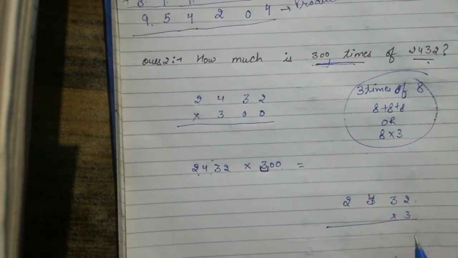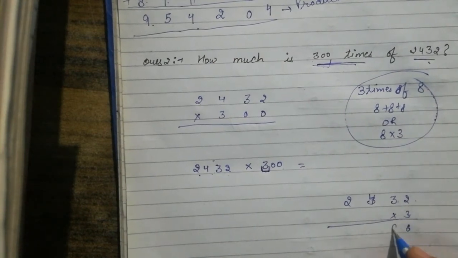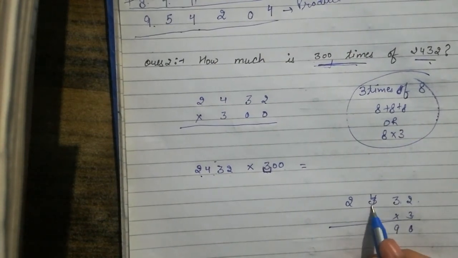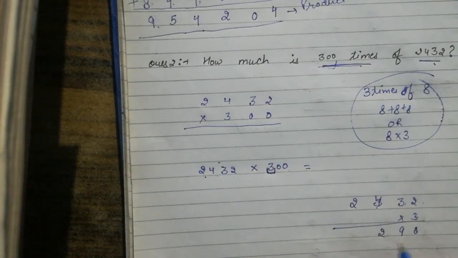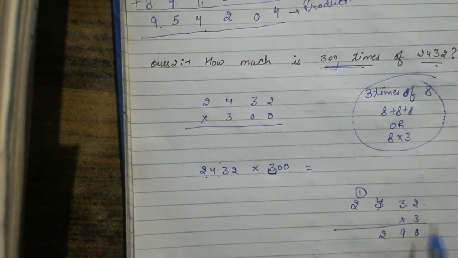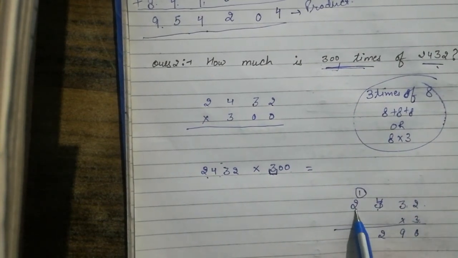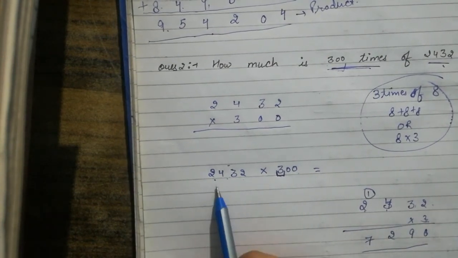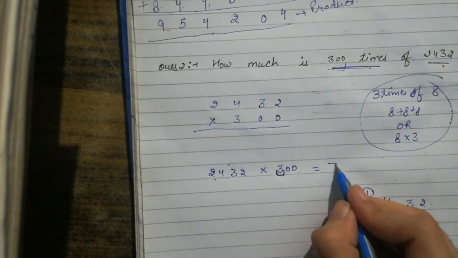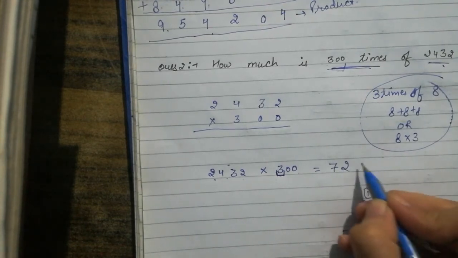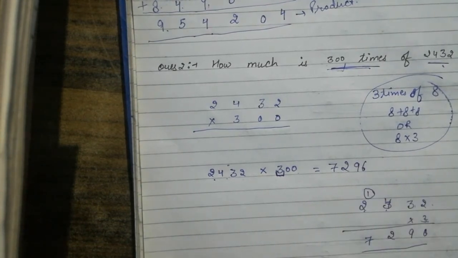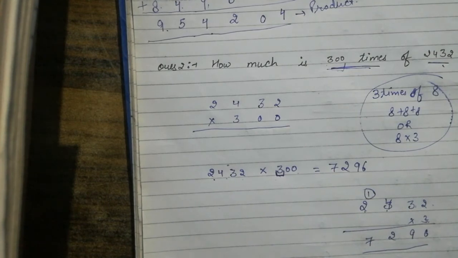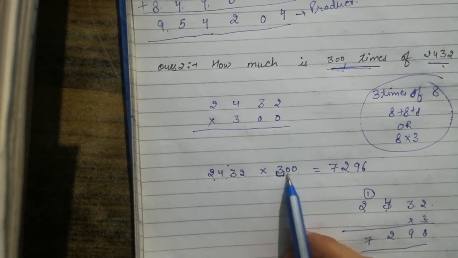3 2s are 6. 3 3s are 9. 3 4s are 12. So write down 2 here and 1 will go to carry. 3 2s are 6. 6 and 1, 7. So when we multiply this number by 3 we got 7296. Now the property says if the number is ending with 0 then count the number of zeros.